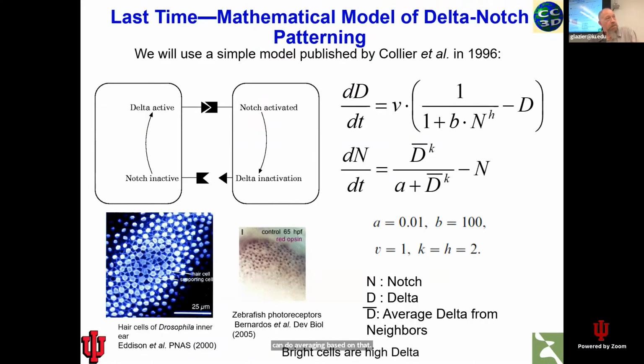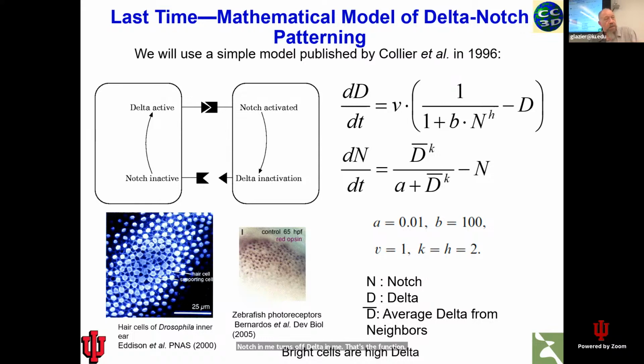So in our delta notch model, we used the Collier model in which delta on a neighbor turns on notch. If you're my cell and neighboring cell, delta in my neighbor turns on notch in me. Notch in me turns off delta in me. That's the function. So it's a cross inhibition.